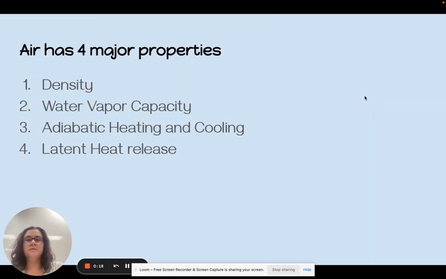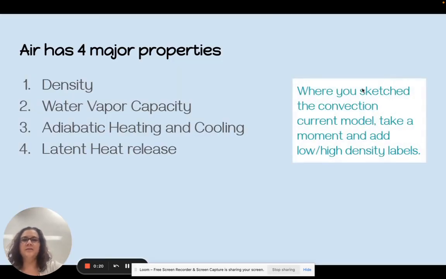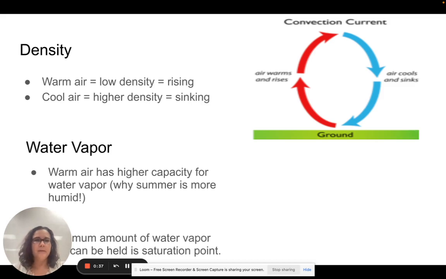To start, a couple things that we have to keep in mind with air. It's four major properties: density, water vapor, adiabatic heating and cooling, and latent heat release. Of those, we're going to spend the most time talking about one through three. Four is going to come up briefly, so just bear with me on that one.